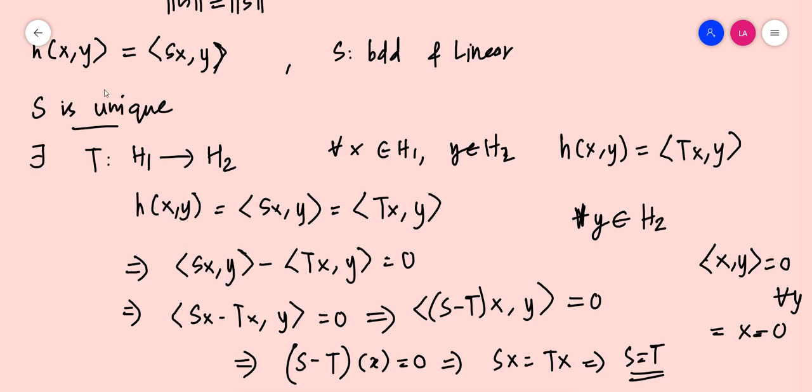So first we proved that h of x,y is of the form inner product Sx,y. For that we defined a linear operator S from H1 to H2 and proved that S is bounded and that S is linear. At the end we had to prove that S is unique. For that we considered another linear operator T and proved that S and T are the same. So this concludes Riesz's representation theorem.